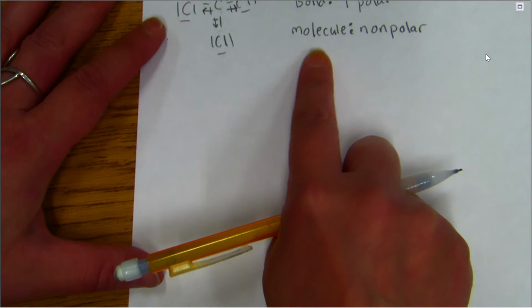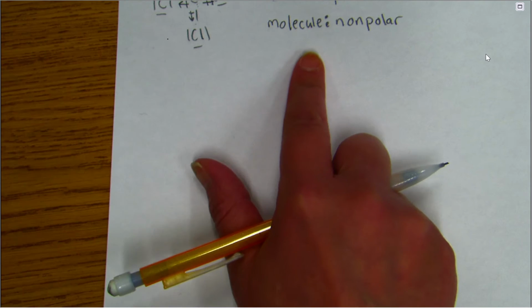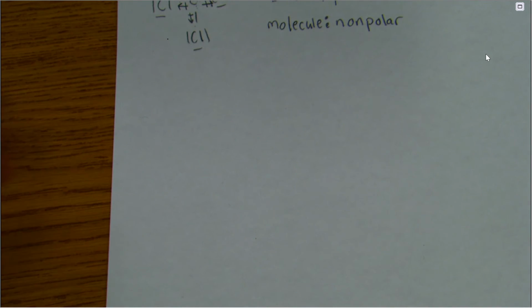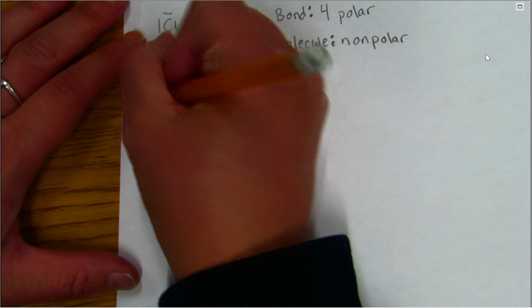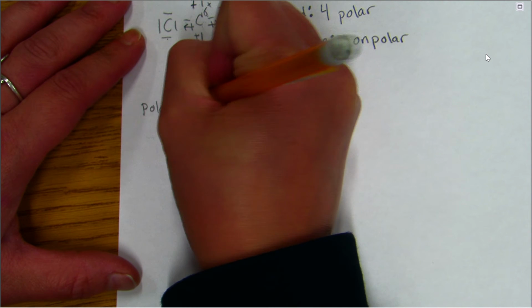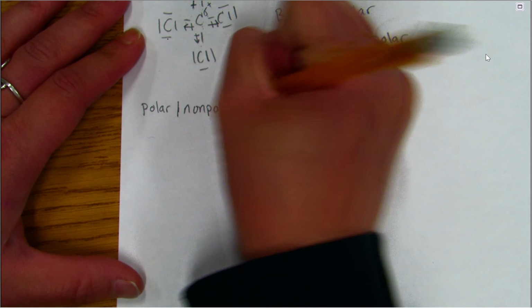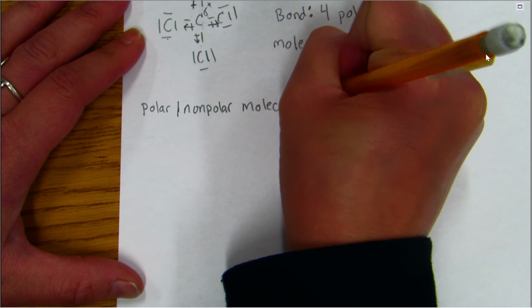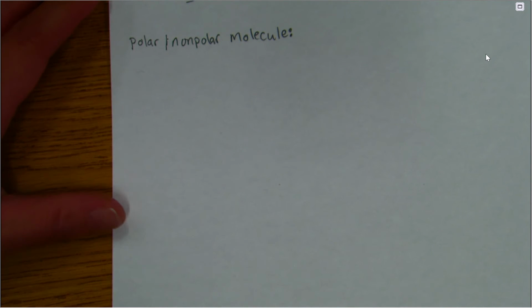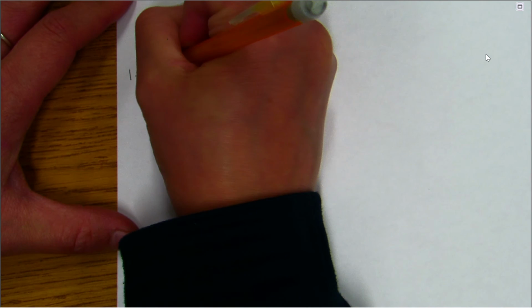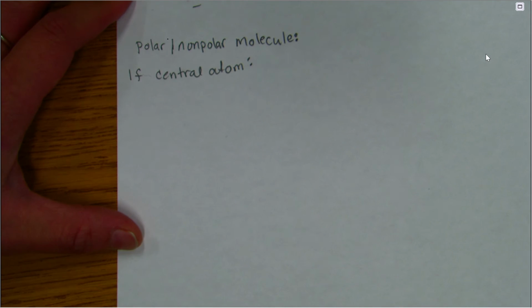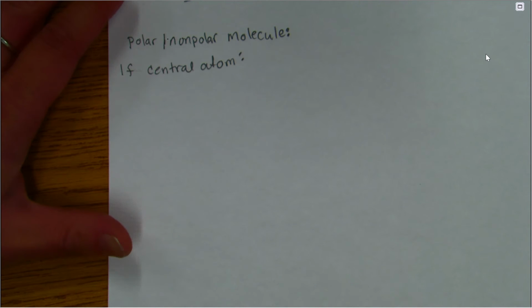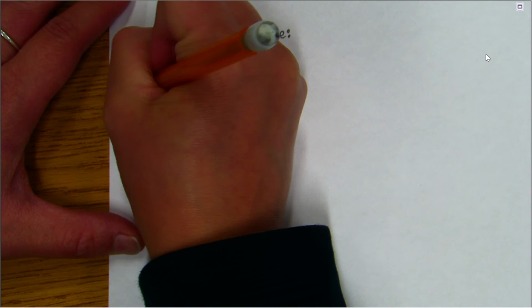So let's look at a couple of rules to help us determine if the overall molecule is polar or nonpolar. For the bonds, you'll have to look at these values. But for the molecule, we can determine if it's polar or nonpolar. If there is a central atom, if all surrounding atoms are the same, we say it is nonpolar.